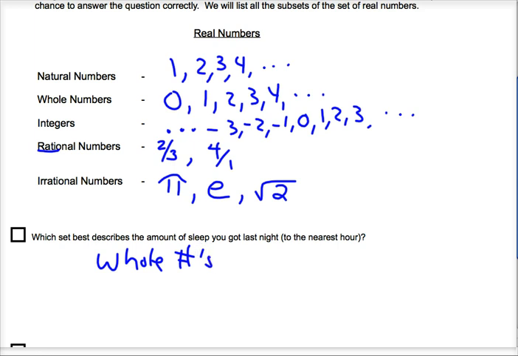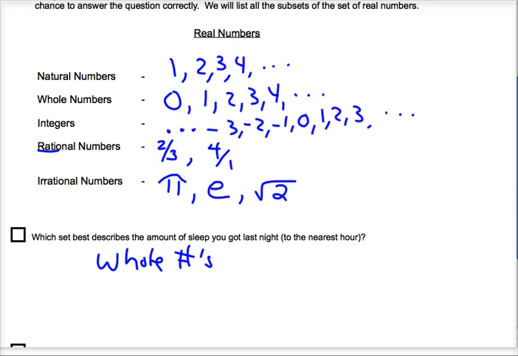So they are also rational numbers, but I wouldn't use rational numbers because if you gave me any fraction, like 2/3, that's not a possible answer. And they're also integers, but they can't be negative, so I can't use that group either. So I would accept either natural or whole numbers.